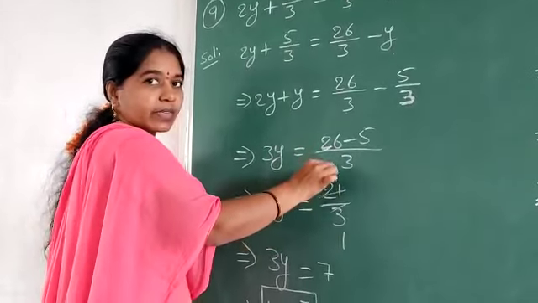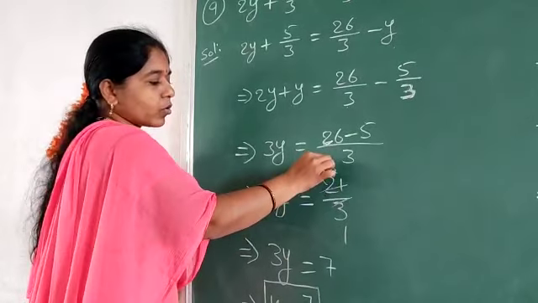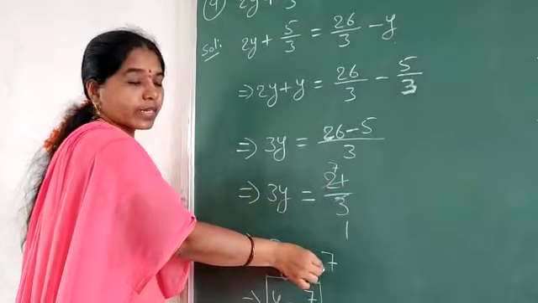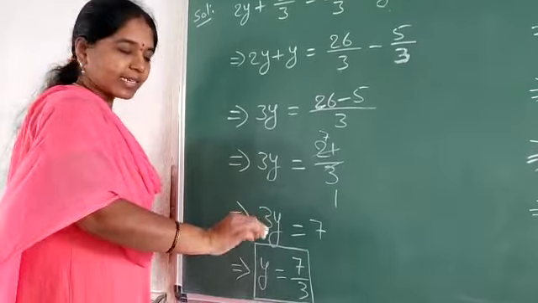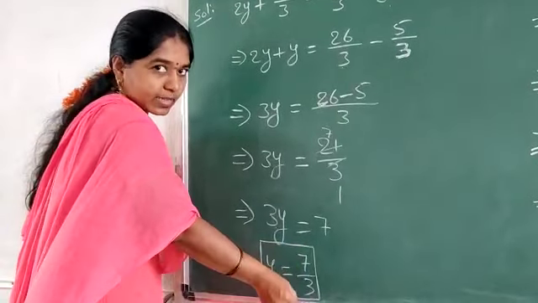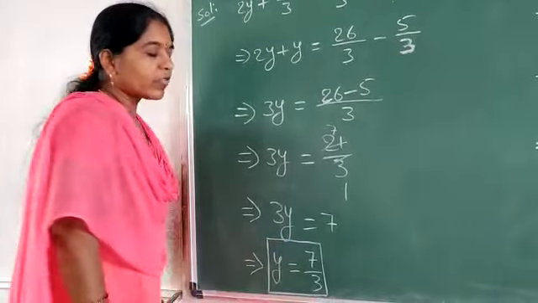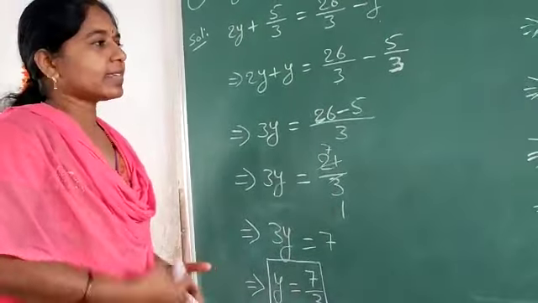3 ones are 3, 3 sevens are 21, we can strike out. Here only 7 remains. Then 3y is equal to 7. Transpose 3 to the right hand side. Then y value is 7 divided by 3. Okay, you got the value of y. Let's verify whether our answer is right or not.